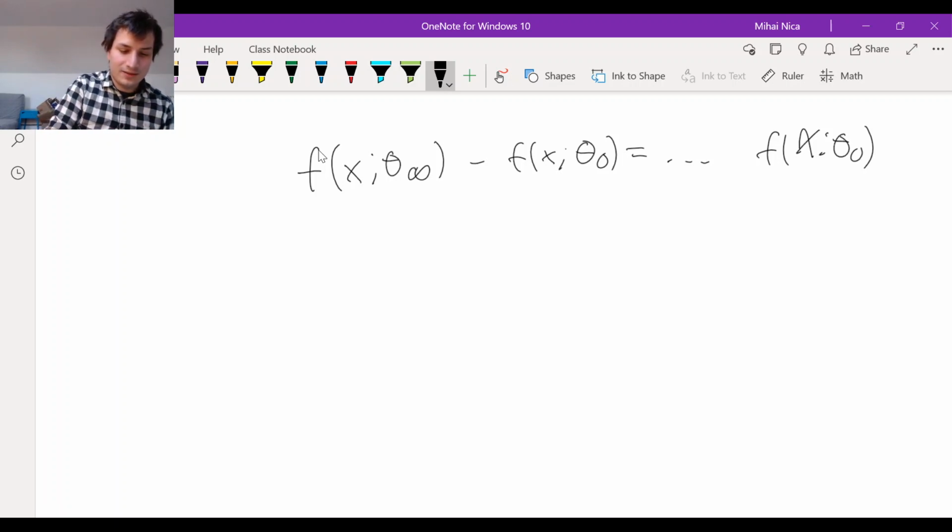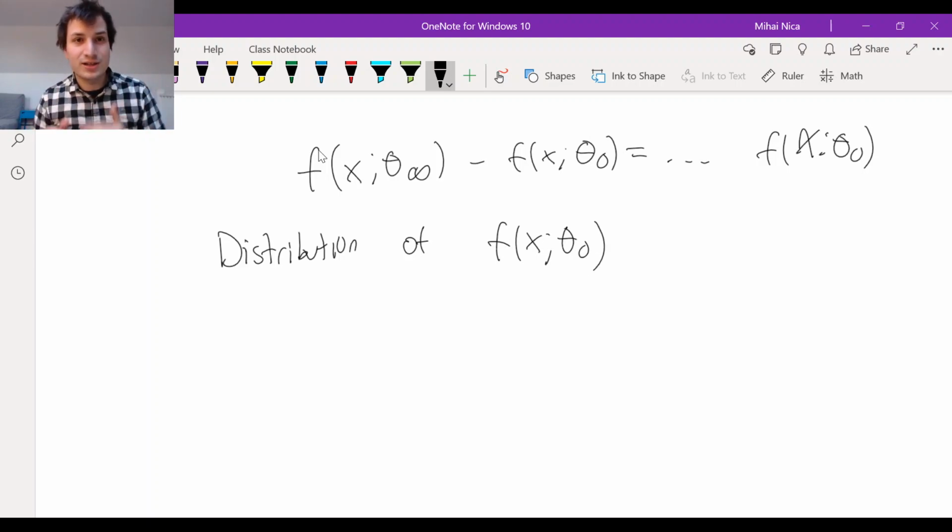So this video is about the distribution of f of x theta 0, which is what happens at initialization. It turns out that if you know what happens at initialization, you kind of know the whole story. So what is it? The answer is it's going to be Gaussian. Why is it Gaussian? It's Gaussian because the parameters are chosen to be Gaussian.